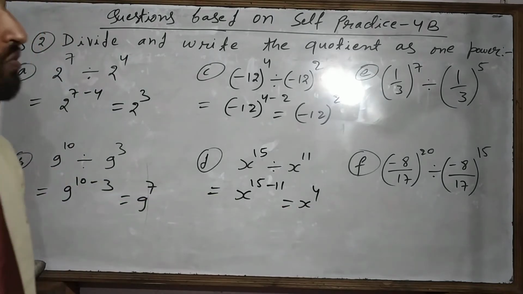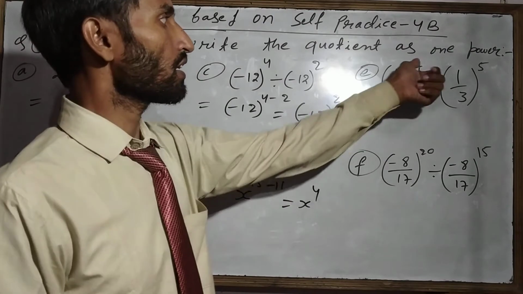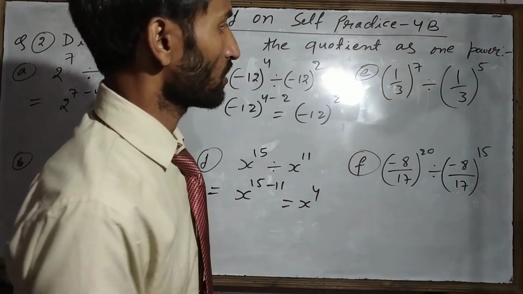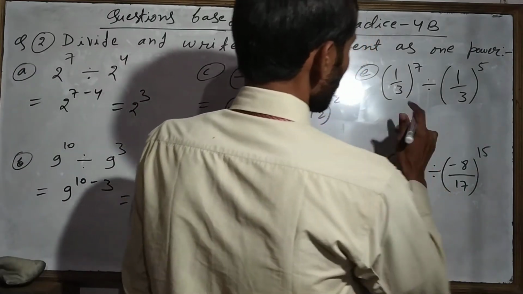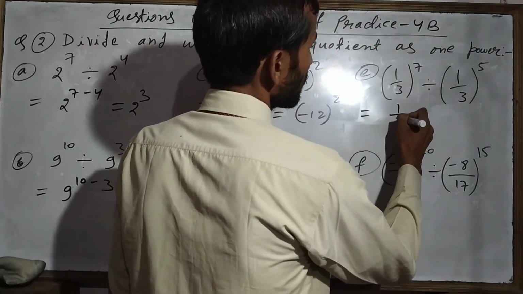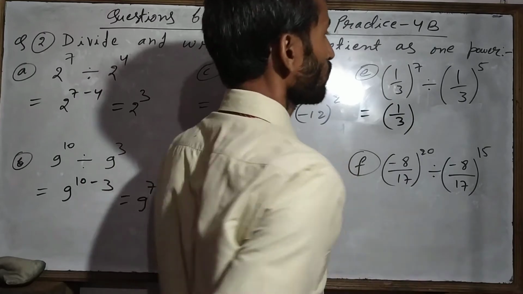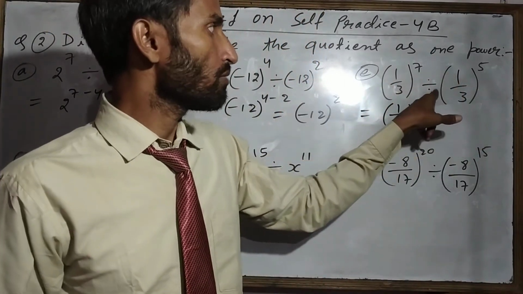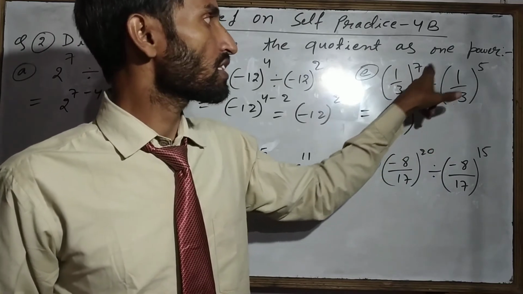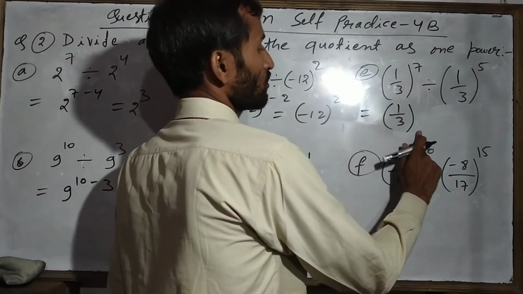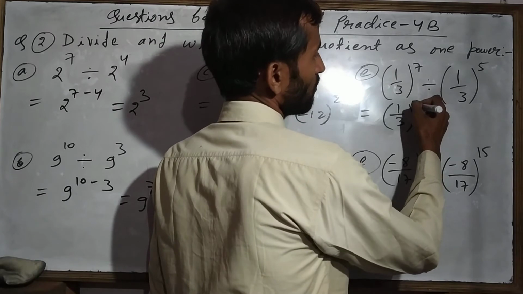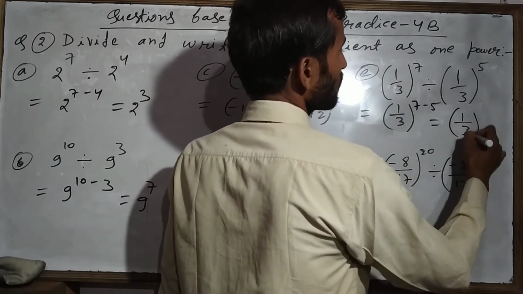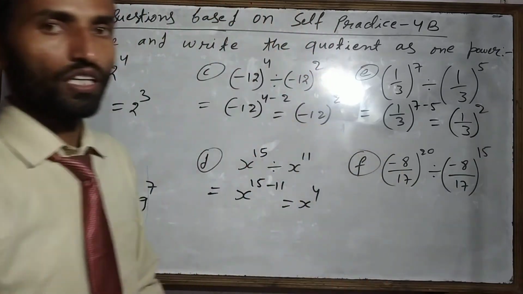Okay. Next one, E part, 1 upon 3 whole power 7 divided by 1 upon 3 whole power 5. Just you see here, 1 upon 3 in both has the same base, a fraction is there, and in between division is there. So we will subtract both the powers. 1 upon 3 power 7 minus 5 will come 1 upon 3 whole power 2. This is the answer.